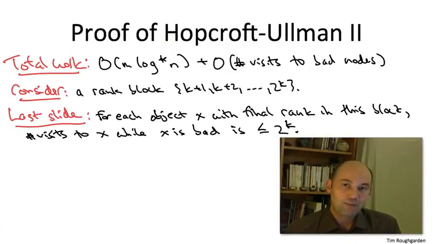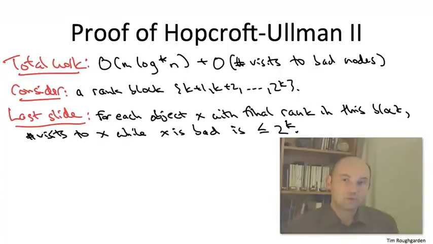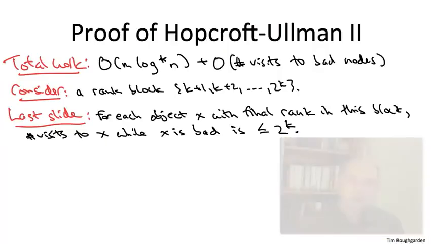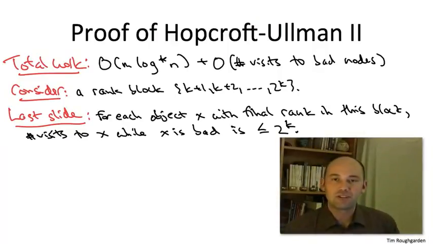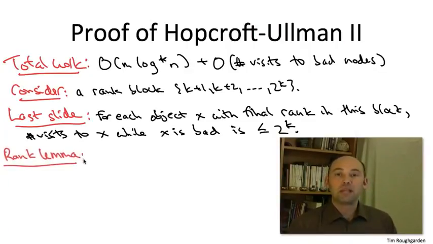We're going to bound that work globally, but we're going to proceed rank block by rank block. So we're fixing one, ranks k plus 1 up to 2 to the k. What we showed on the last slide is that for every object x whose final frozen rank lies somewhere in this rank block, the number of times it gets visited while it's bad, the number of times it can be visited before it becomes good forevermore, is bounded above by 2 to the k. So we've now used one of our key building blocks, that path compression increases the ranks of parents.